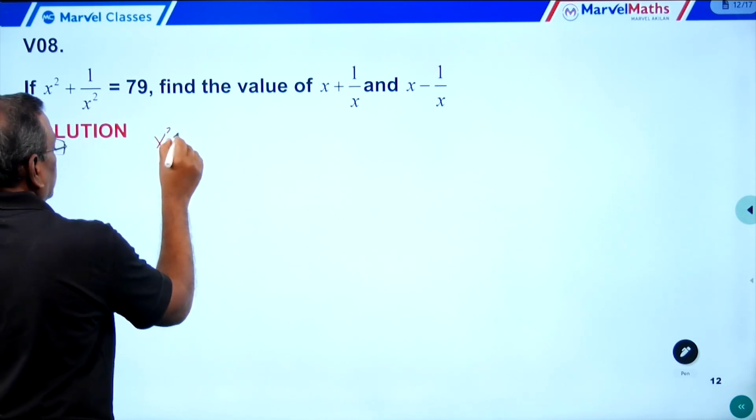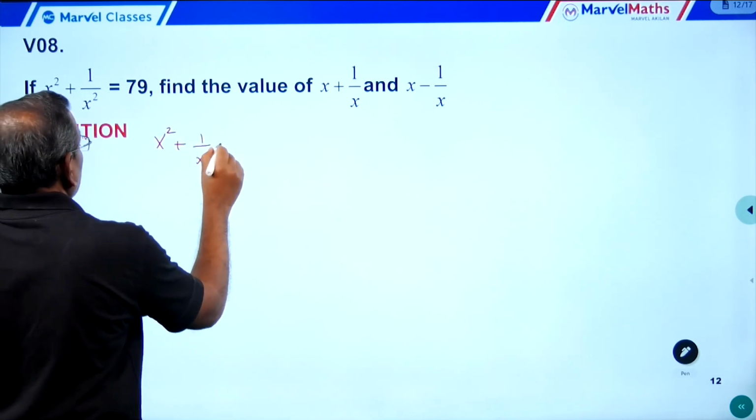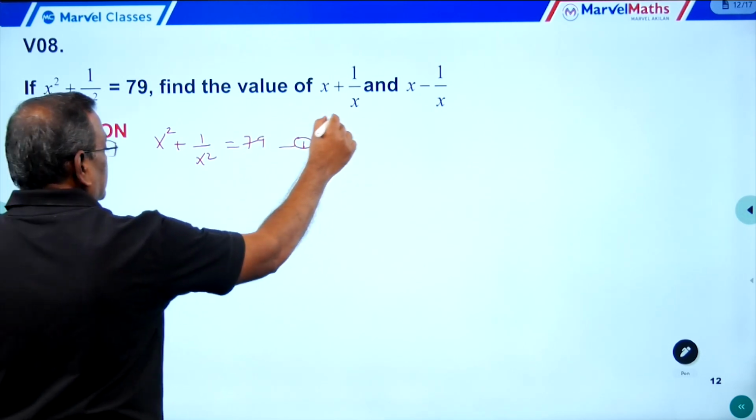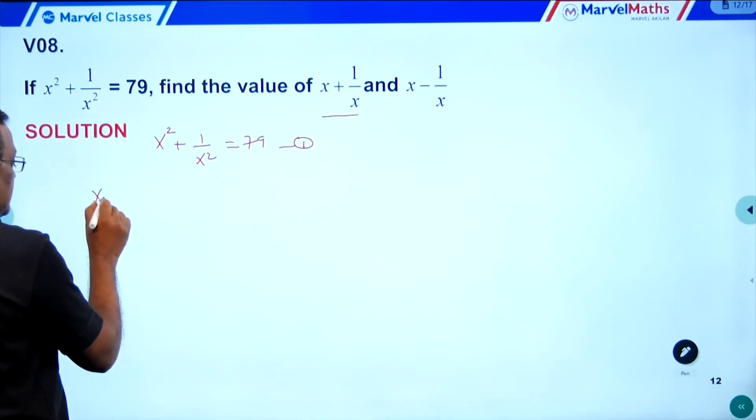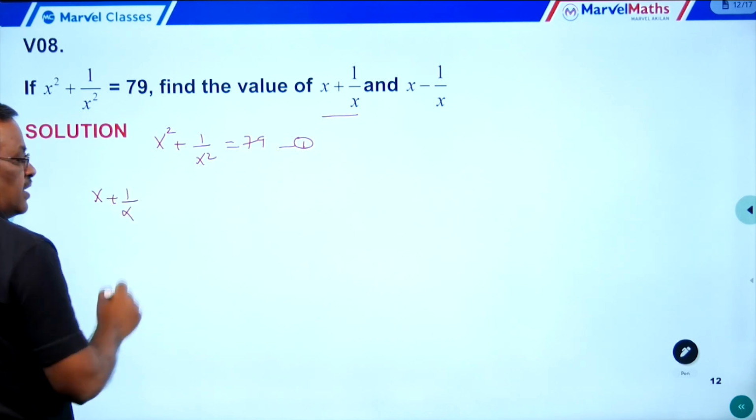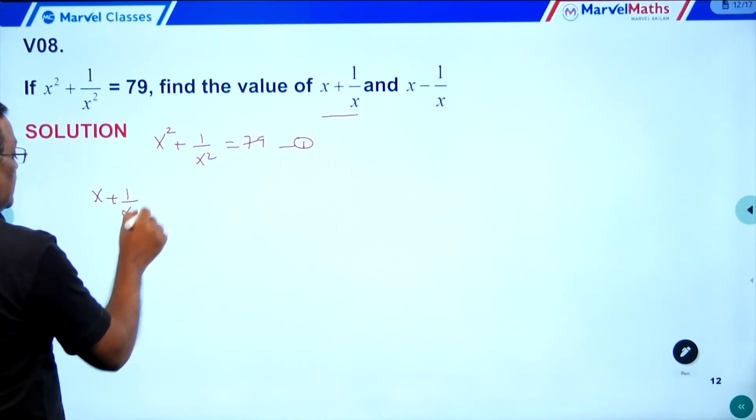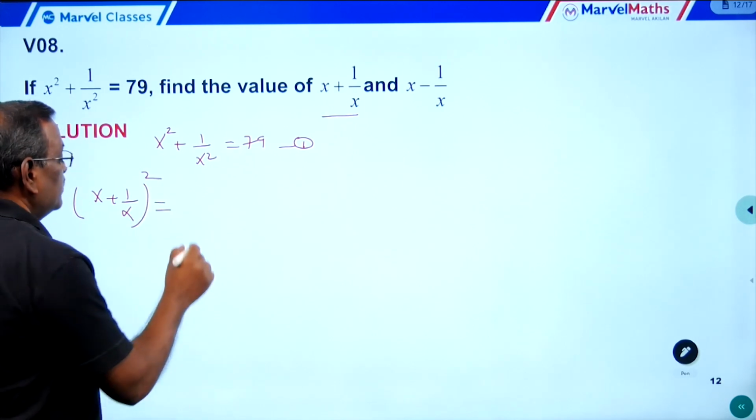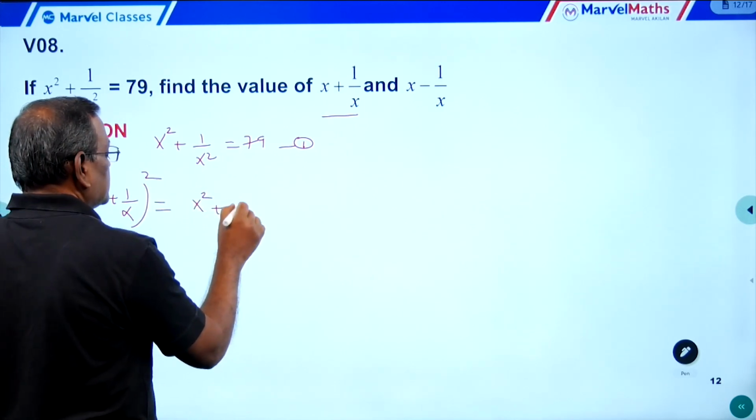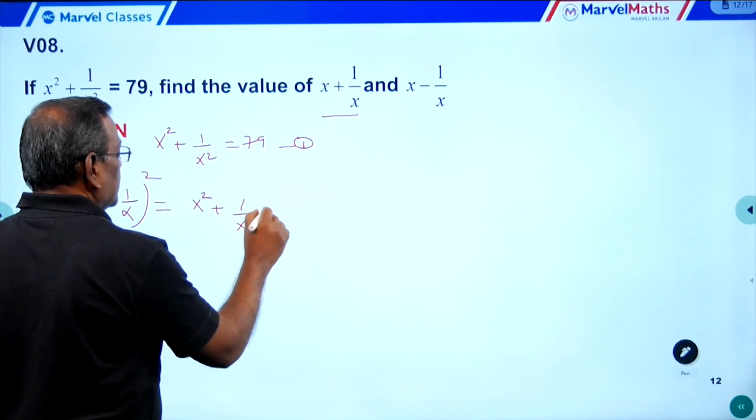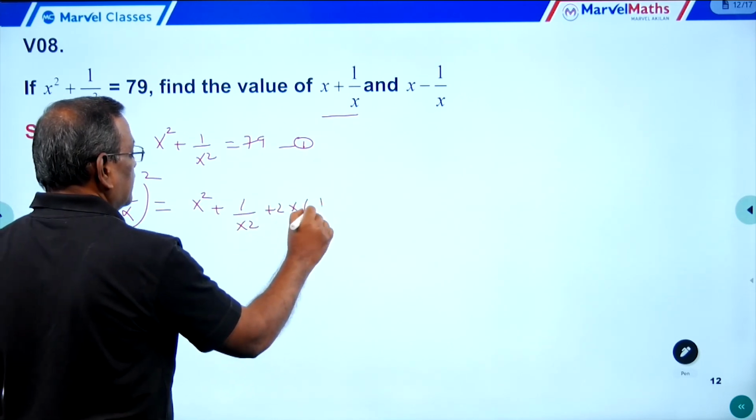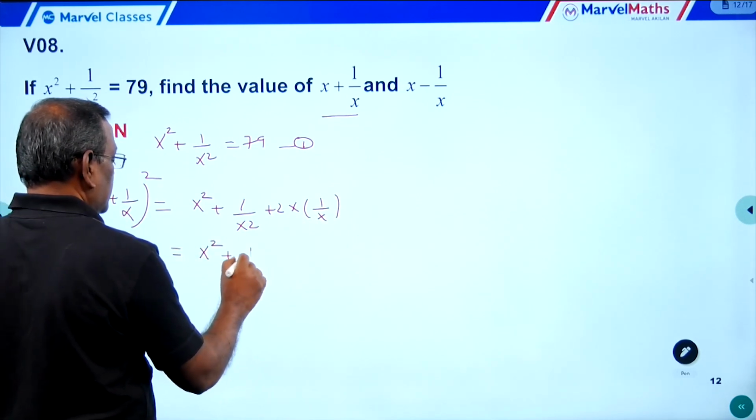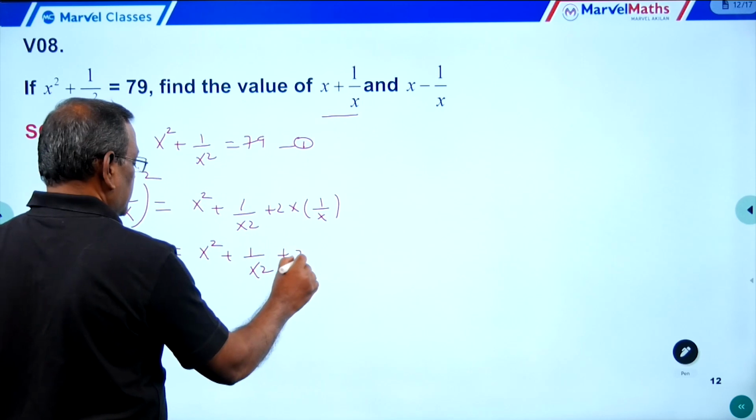Given data: x square plus 1 by x square equal to 79. So first, to find this value, consider its second degree. I will explain the reason for the second degree. Now, (a plus b) whole square equals a square plus b square plus 2ab, which is equal to x square plus 1 by x square plus 2.